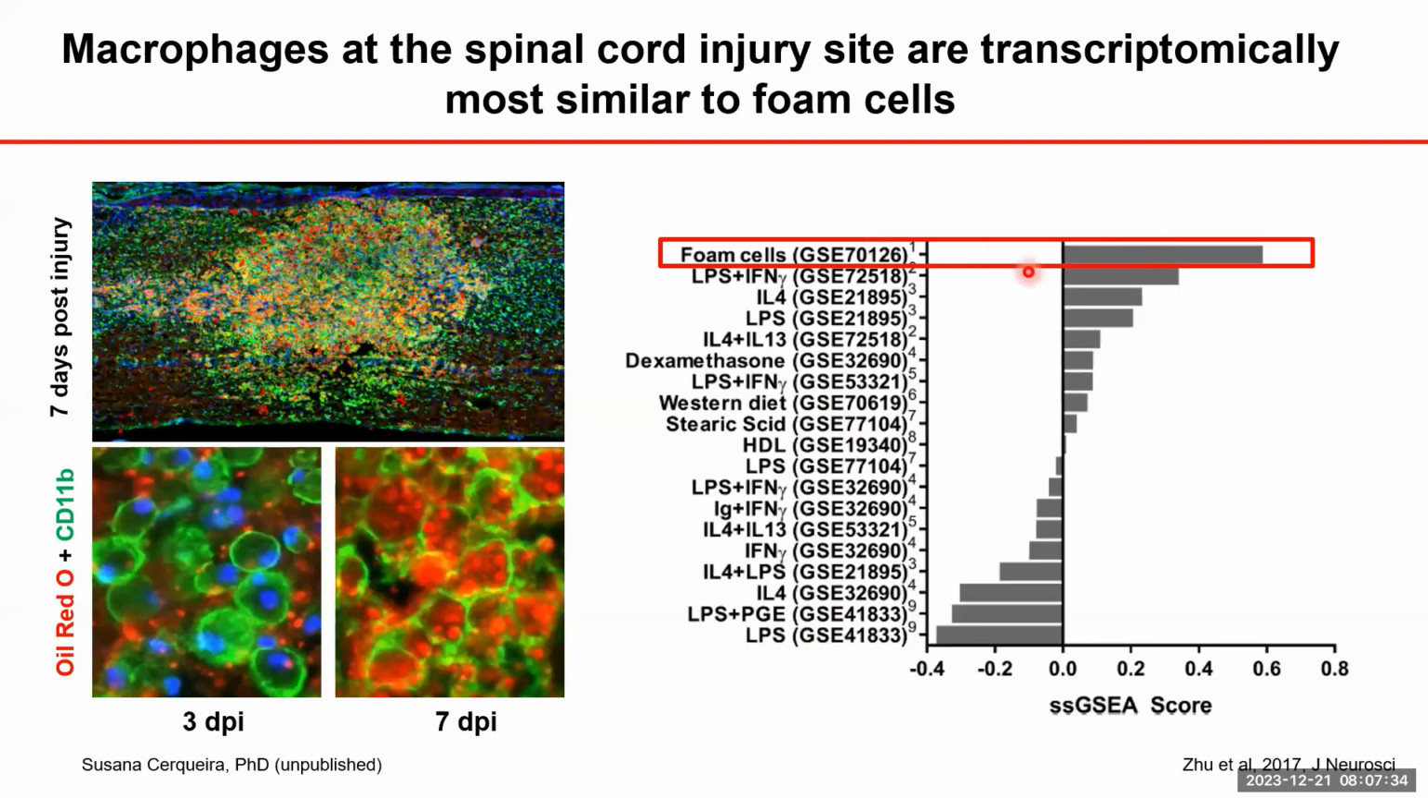And on the top of that list was a data set that was taken from a foam cell study, foamy macrophage study. And so that gave more credence to the idea that these are best characterized as what we typically call foamy macrophages. This is obviously a term that's familiar to clinicians, but for neuroscientists, it's really something that isn't in our daily vocabulary when we talk about neuropathology.